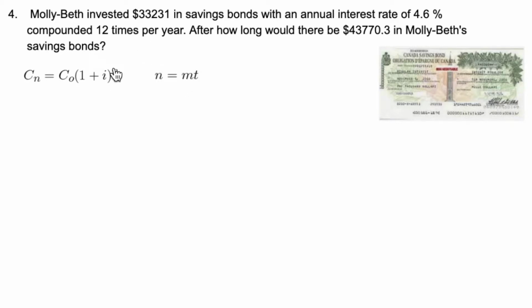We're going to solve for n, and then once we solve for n, we're going to figure out what t is. We know that m is 12, and we know that i, the interest rate per compound, is the annual interest rate divided by the number of compounds per year. The annual interest rate is 4.6%. Divide that by 12. 4.6% as a decimal, divide by 100, so move the decimal point over twice. 0.046 divided by 12.